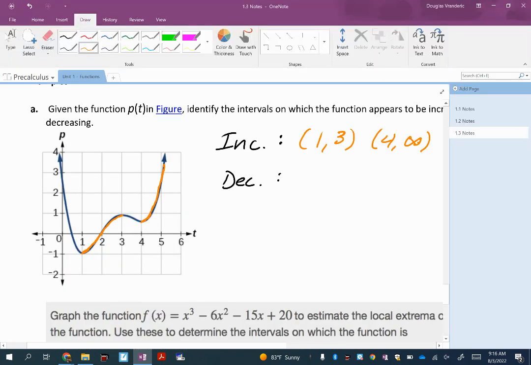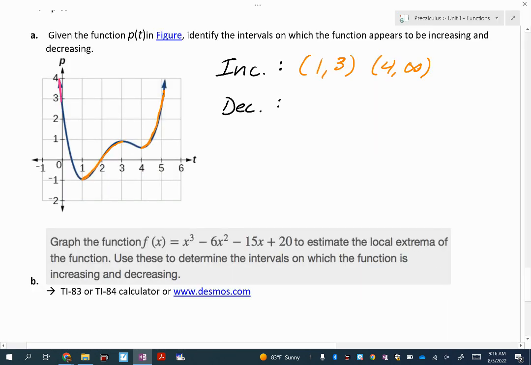Now, in terms of decreasing, again, as I said, we're actually decreasing from the very beginning all the way until 1. So negative infinity to 1. Again, focus on writing the x values. I know that that piece of the function is actually going up towards positive infinity, but you're starting the farthest left, which means you're starting at negative infinity. And then we're decreasing from 3 until 4.